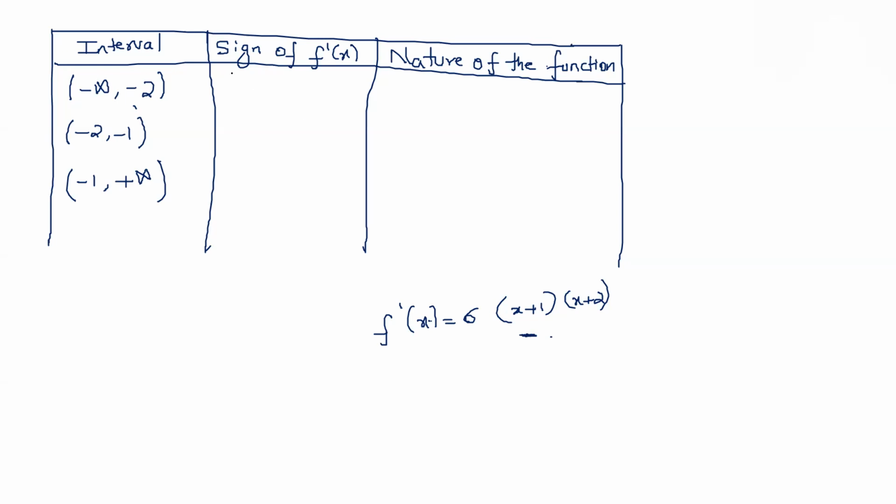Negative. Good. This will be negative. And what about the next one? Also negative. So negative into negative is positive. So this means this will be greater than zero. And we know that if it is greater than zero, then the nature of the function is strictly increasing.